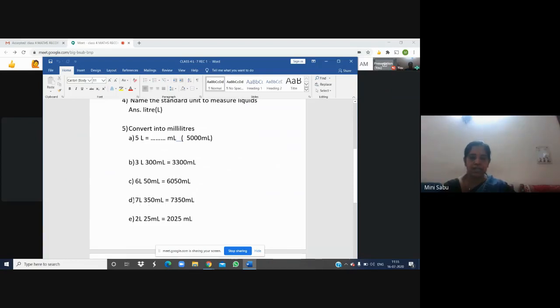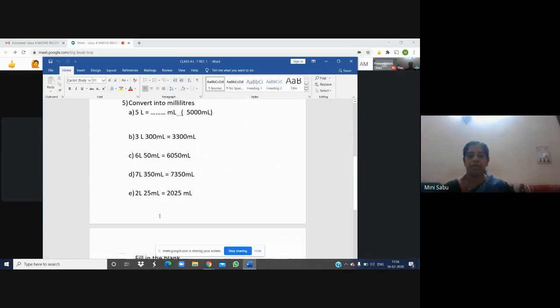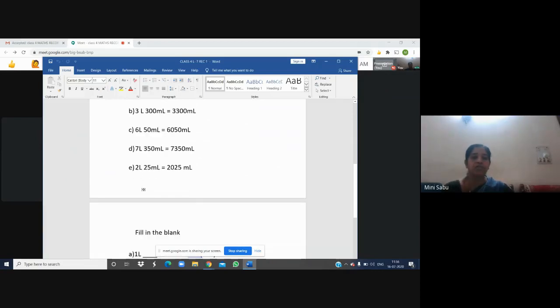Then next is question D, 7 liter 350 ml. 7 liter, you know, 7 liter is 7000 ml plus 350 ml, 7350 ml. Now question E is 2 liter 25 ml. 2 liter is how many ml, children? 2000. 2000 plus 25 is 2025 ml. How do you write 2025? 2025.